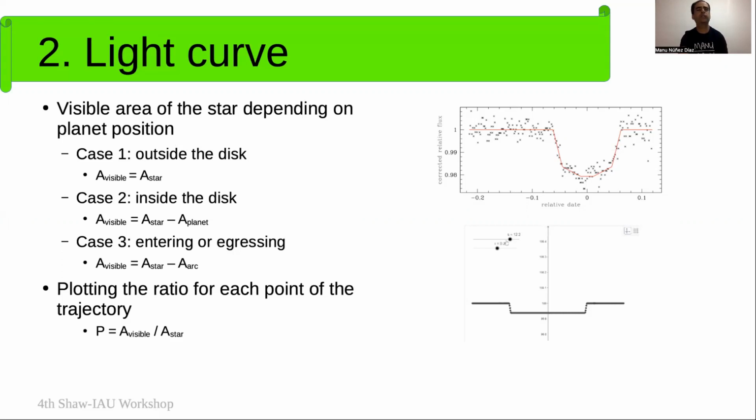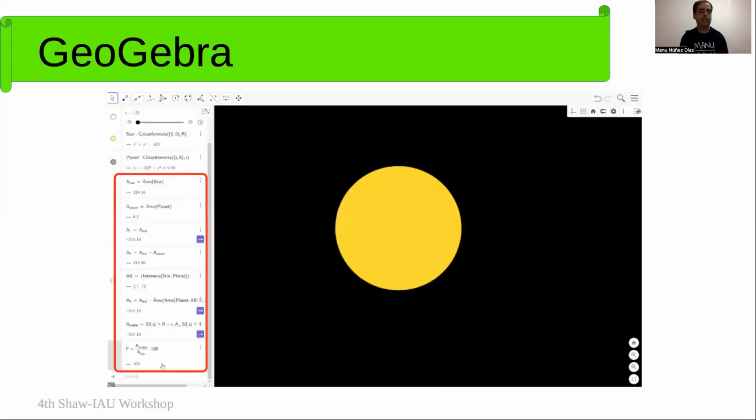Finally, the ratio between the visible and star areas was plotted for each point of its trajectory, nearly reproducing the shape of the light curve observed by astronomers. Only 8 command lines were needed to compute the visible area, and 2 more for plotting and reproducing the light curve from the star. As noticed, the GeoGebra software is really powerful and easy to use, obtaining quick and quality results.